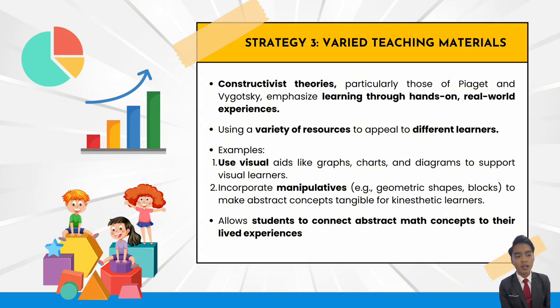For example, teachers may use visual aids like graphs, charts, and diagrams to support the visual learner style. And teachers can also incorporate manipulatives like geometry shapes and blocks to make abstract concepts tangible for kinesthetic learners. This strategy will allow students to connect abstract mathematical concepts to their real life experience.